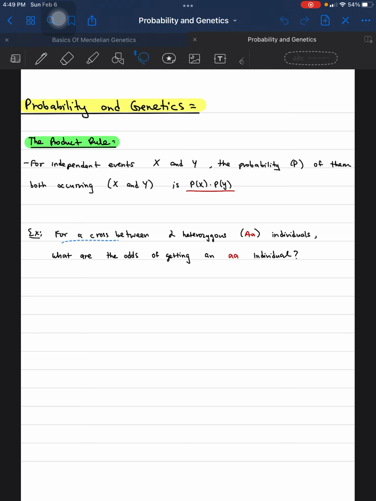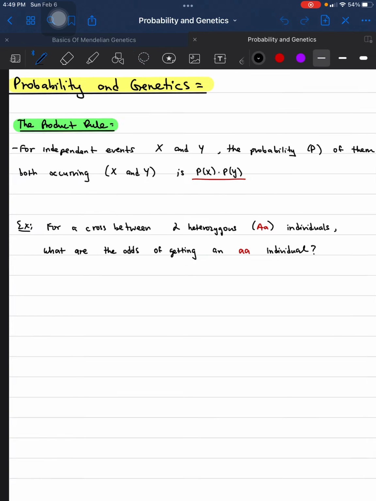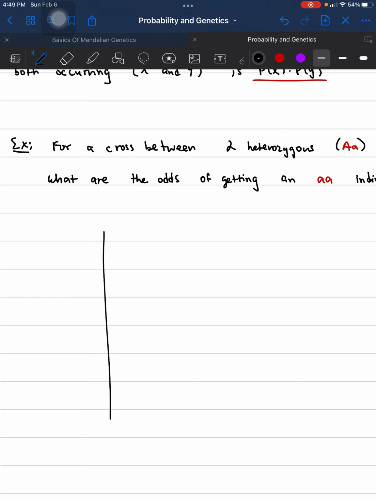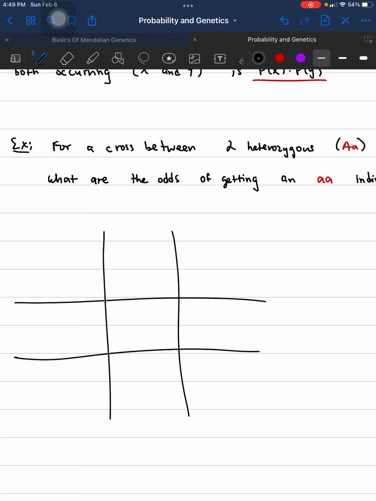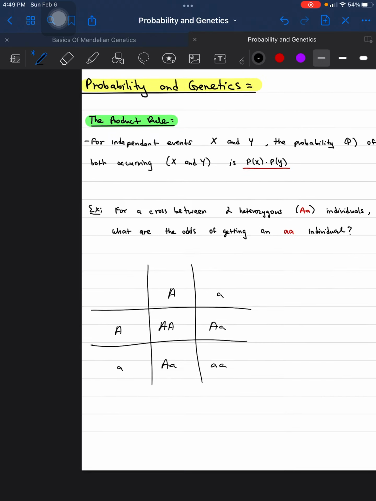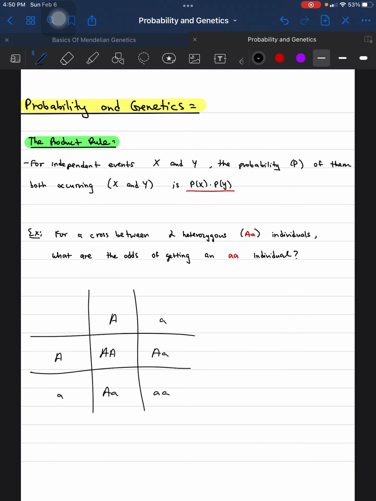The example says that for a cross between two heterozygous individuals, what are the odds of getting a homozygous recessive individual? So the first thing you would do is make a cross, a monohybrid cross. We get Aa. Now when we cross this, we get the offspring: capital A, heterozygous dominant right here, lower case, homozygous recessive. So the question is asking, what are the odds of getting a homozygous recessive individual?